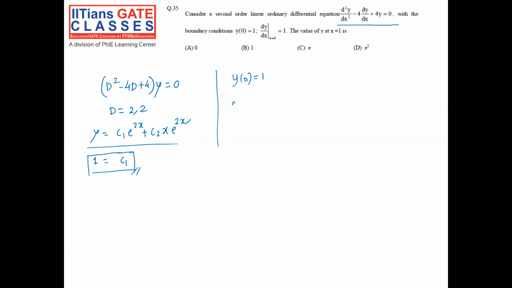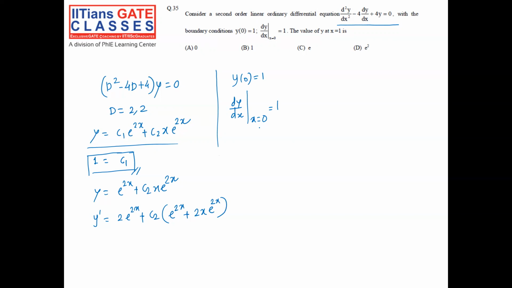Another initial condition is dy by dx at x equal to 0 is 1. So if we differentiate this, how will y look? y is equal to e to the power 2x plus c2 x e to the power 2x. y dash, which is dy by dx, is 2 e to the power 2x plus c2 times e to the power 2x plus 2x e to the power 2x. Here I'm using the u into v rule.